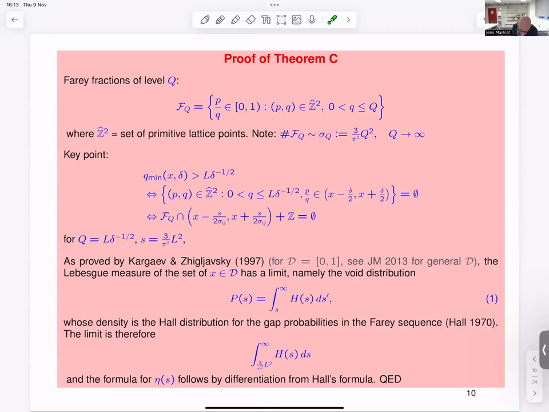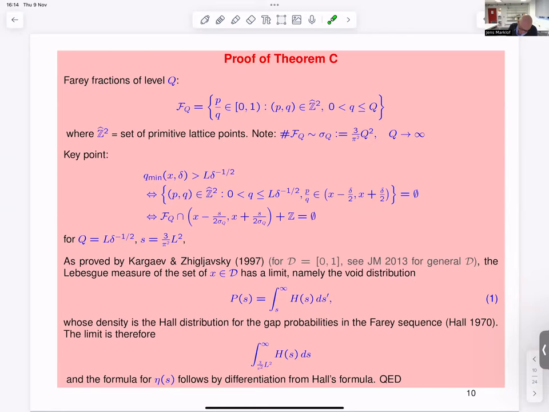Now, the key point in this observation is that you can relate the distribution of the smallest denominator to the so-called void statistics of Farey fractions. And that solves the problem in one step, because we can then refer to the large body of work that we have on the distribution of Farey fractions. So the smallest denominator is bigger than L times delta to the minus 1/2 if and only if the set of primitive lattice points, so that Q is less than L times delta to the minus 1/2, and we have a rational point in this interval is empty.